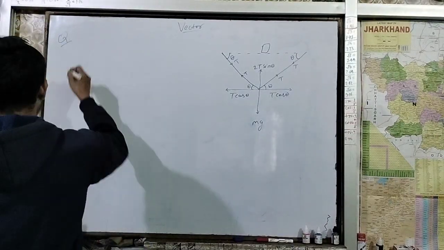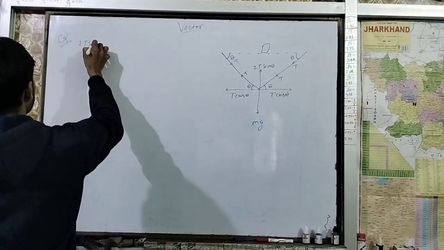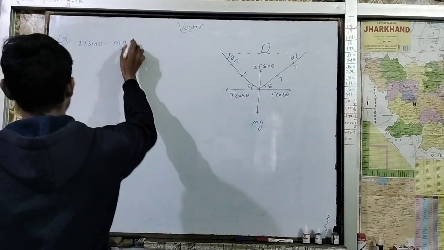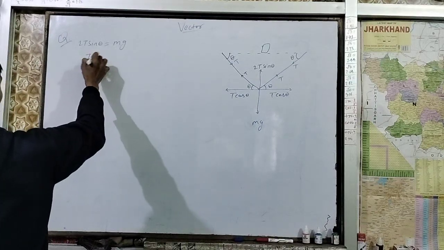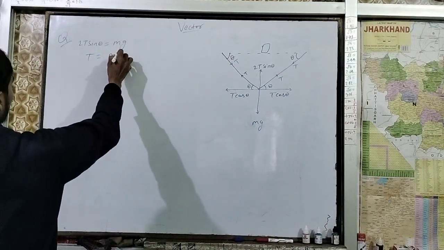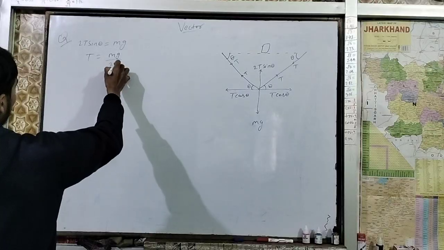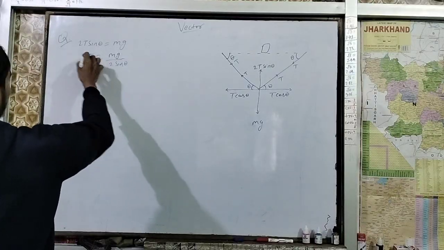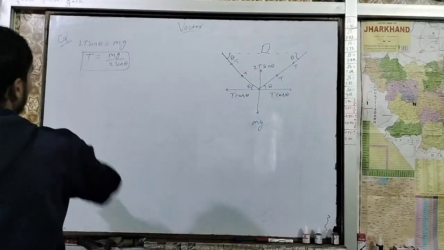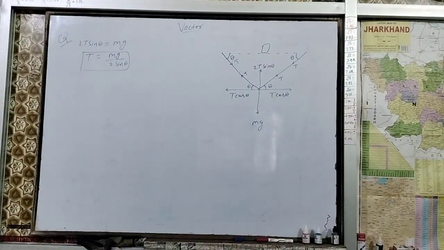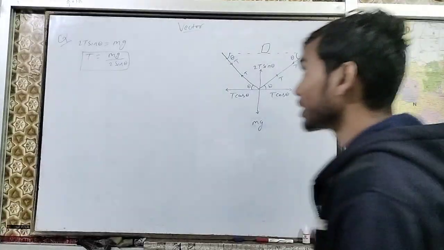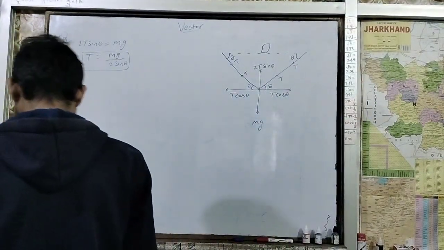So you can write 2T sin theta is equal to mg. You don't know the value of T, so from here you get T equal to mg upon 2 sin theta. This is the value of T. This much tension we need. We don't get an exact value of T; this is just an equation.